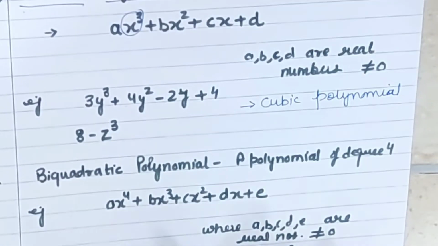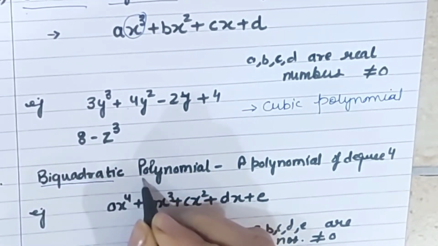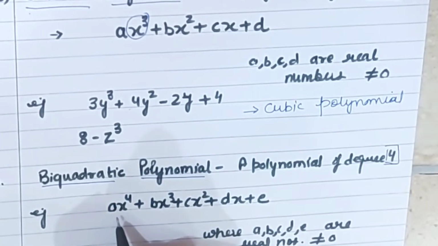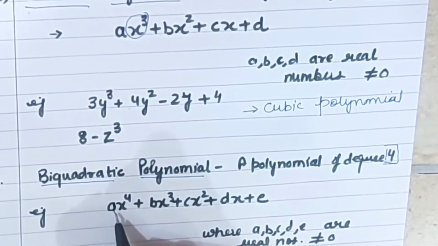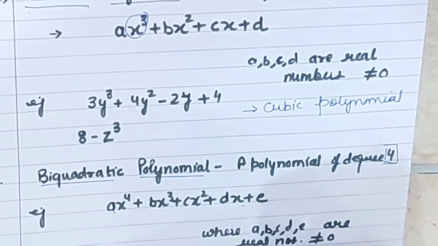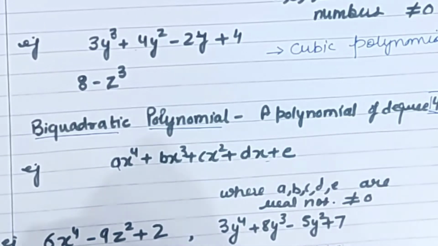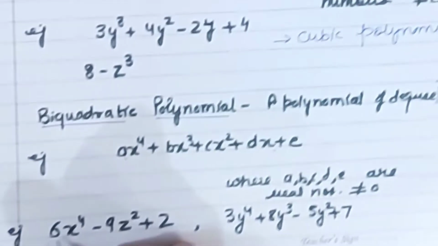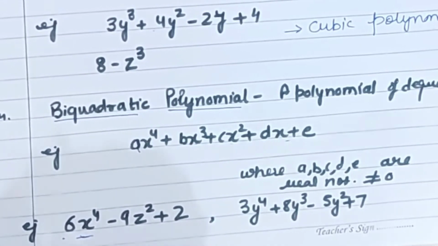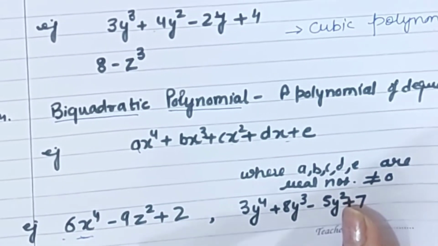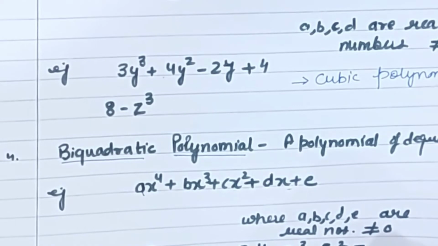Now next we have biquadratic, where the power of the variable is 4. Suppose this is a general term, ax raised to power 4 plus bx cube plus cx square plus dx plus e. Here a, b, c, d are real numbers which are not equal to 0, and the highest power of x is 4 here. Understood? So we learned the classification of polynomials according to the degree and according to the number of terms.